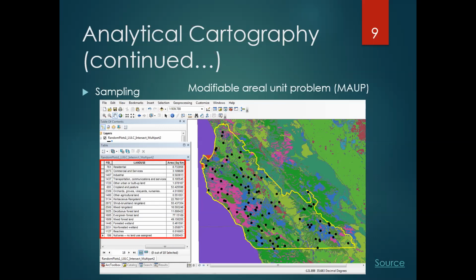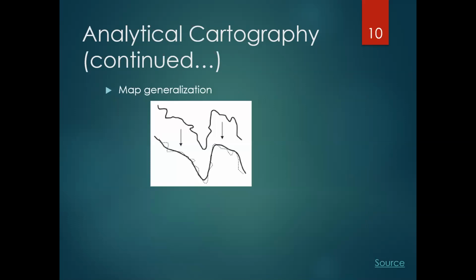So sampling is very important when you are trying to choose a subset of a data set, make maps based on that, do spatial analysis, and then draw a conclusion, okay, sampling. And then map generalization. This usually happens when you are downscaling or upscaling maps.